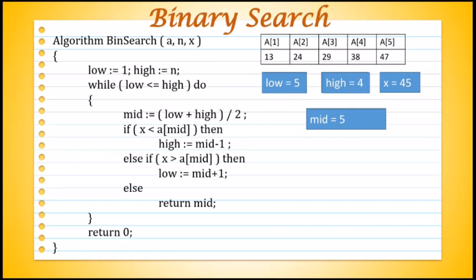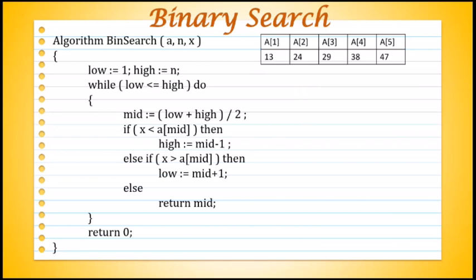That means we will stop the while loop and go to the next statement. So what is the next statement? After the while loop, return 0. So we will return the value 0. That means the element is not present in the list.